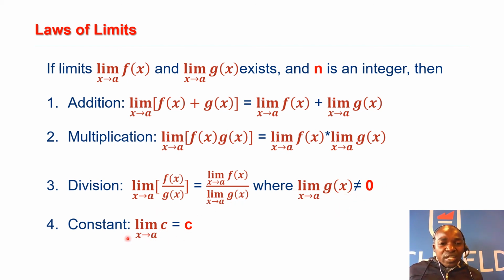On the constant law, whenever you've got the limit of a constant, let's say the limit of 10 where x approaches a certain number, let's say a, the solution of a limit of a constant is always equal to that constant. So if you've got a limit of 10 where x approaches 1, the answer is still going to be 10. The answer will return the constant of that limit.